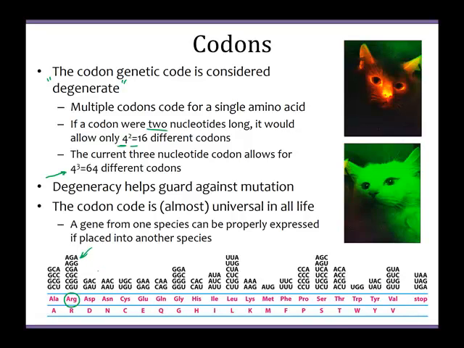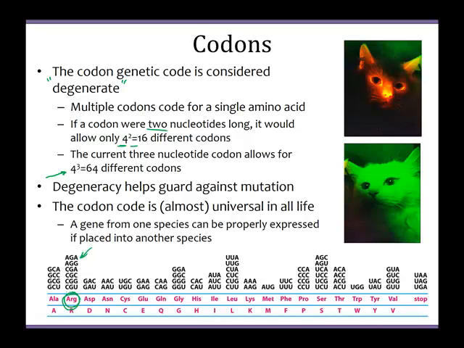And it does help to guard against mutation. As an example, if we have a CGU that we accidentally changed to a CGG instead, guess what? We're still good. Even though we did get a mutation, it doesn't change the final amino acid that we place in the protein. So that mutation essentially is silent. Doesn't affect anything.